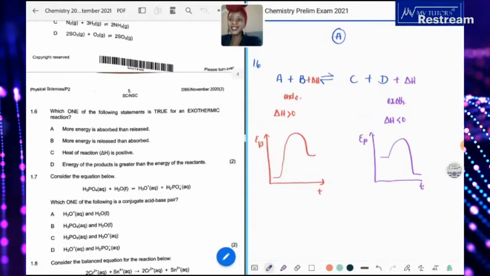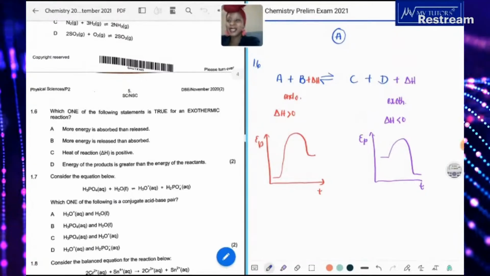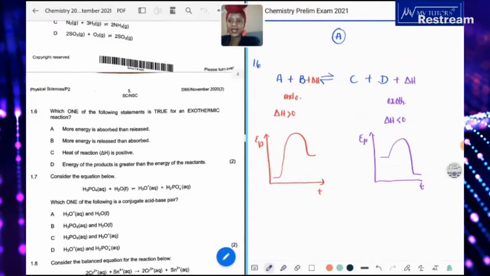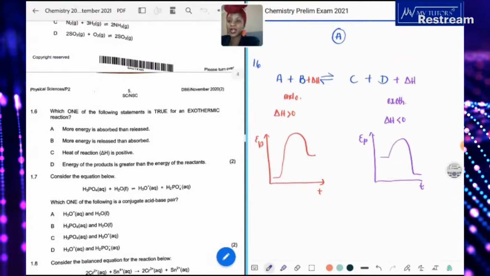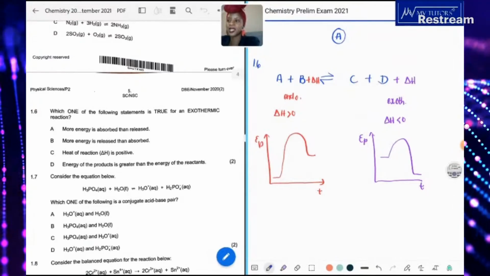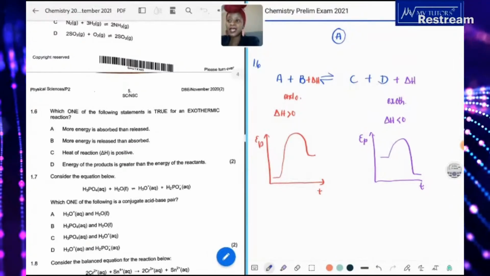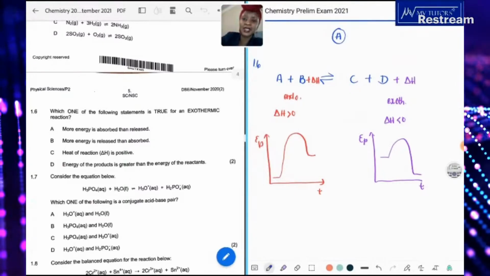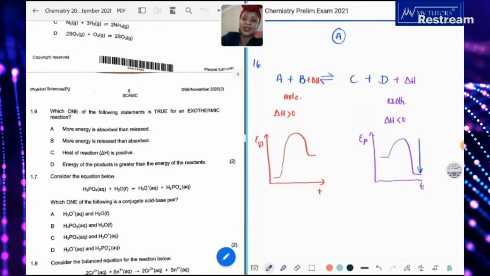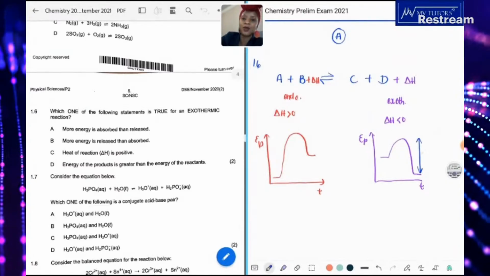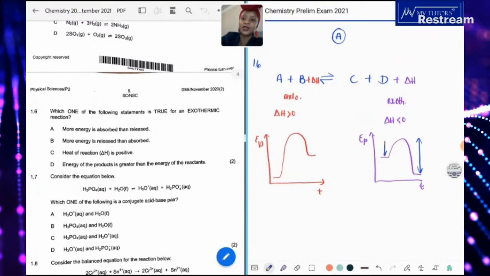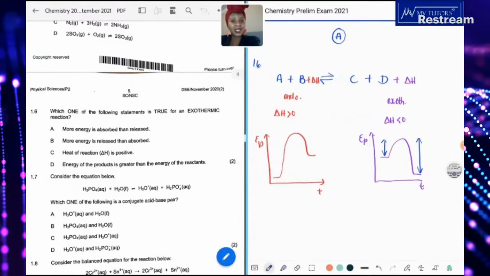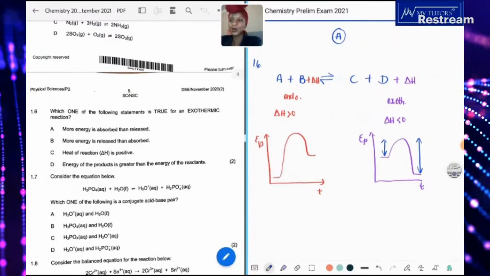All right, so what are they saying? So, option A, more energy is absorbed than released. No, that is applicable for an endothermic reaction, not exothermic. Okay, so that is out. And now, B says more energy is released than absorbed. Yes, if you look at the exothermic, more energy is definitely released. You have more energy this side than you required on the reactant side. So yeah, B is definitely winning so far.